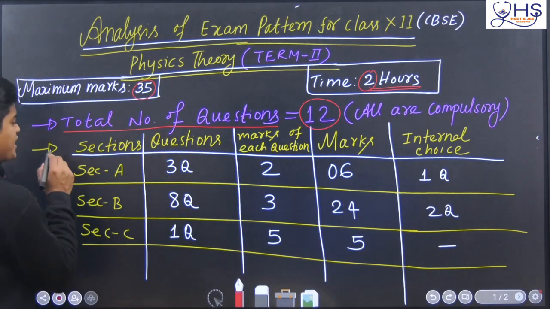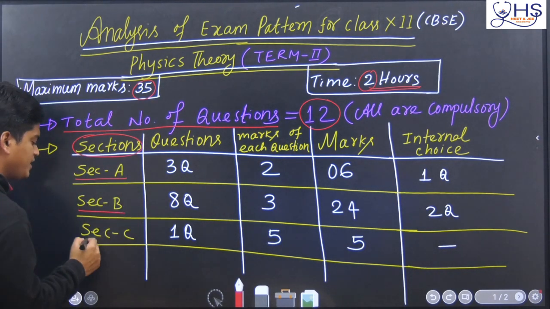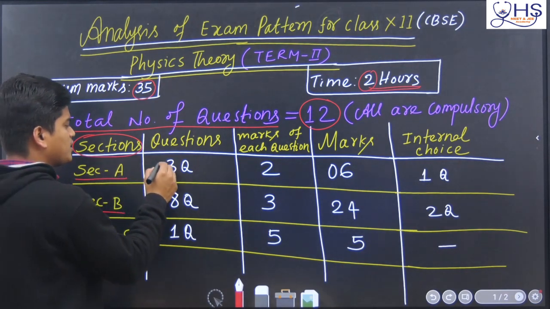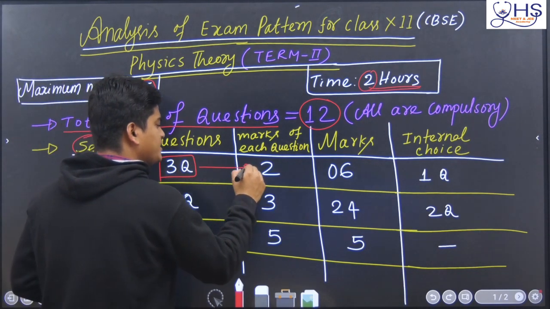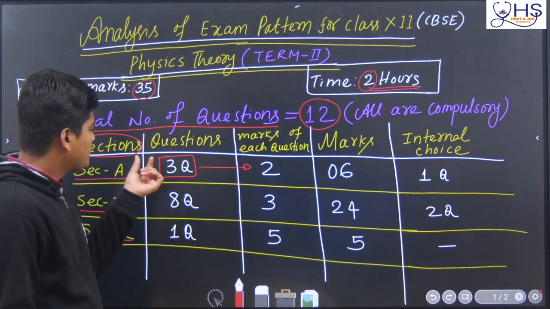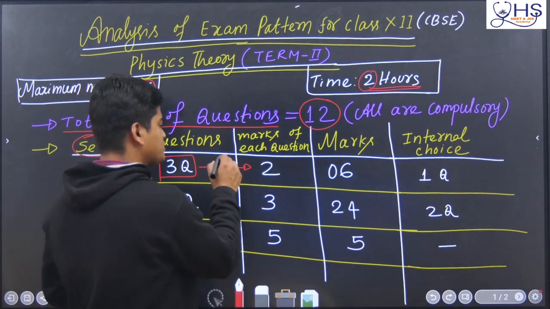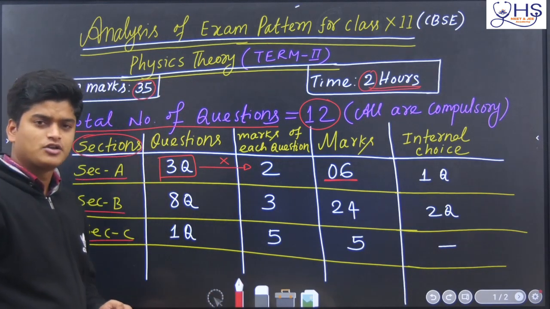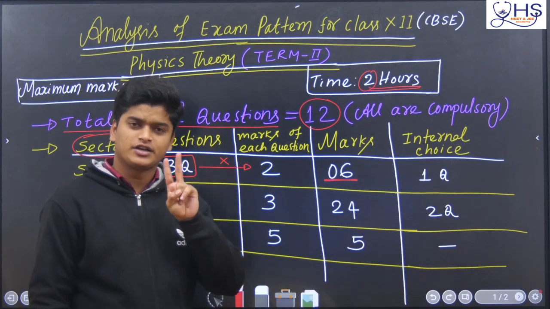Now remember about the sections. There will be 3 sections: section A, section B, section C. In section A there will be 3 questions and each question carries 2 marks. So 3 questions, each carrying 2 marks. Total marks: 3 times 2 is 6 marks. So the total from section A will be 6 marks.